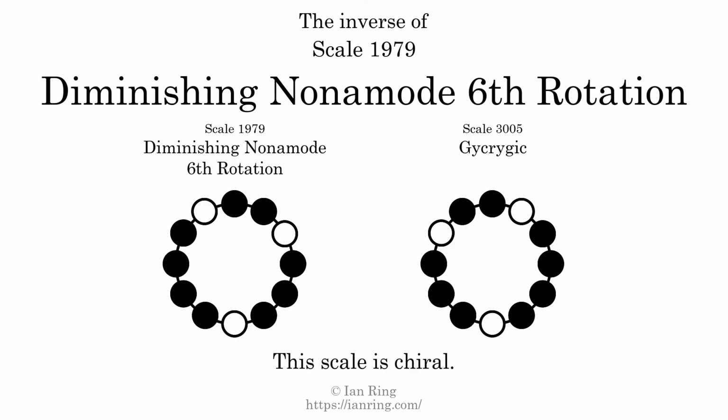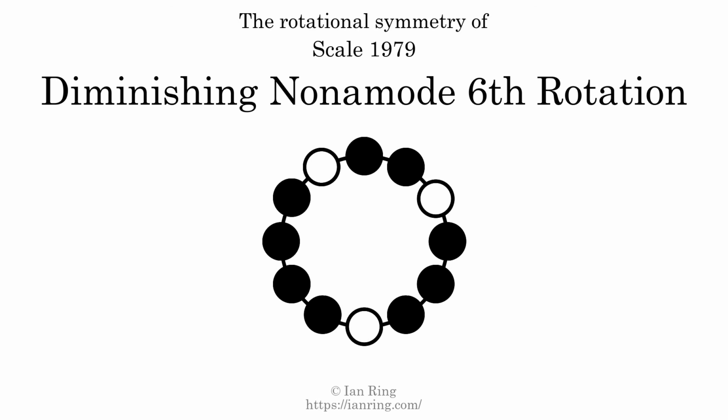The inverse of a scale is a mirror image. It is what you get when the sequence of intervals is reversed. The inverse of this scale is scale 3005, also known as Jakrijic. This scale is chiral. It cannot transform into its inverse by rotational transformation. This scale has no rotational symmetry.